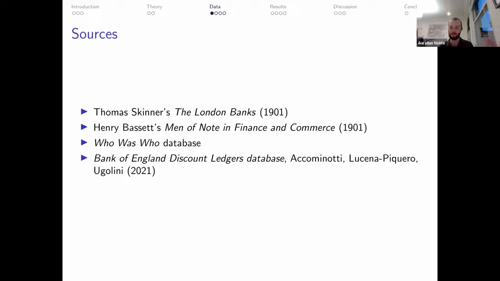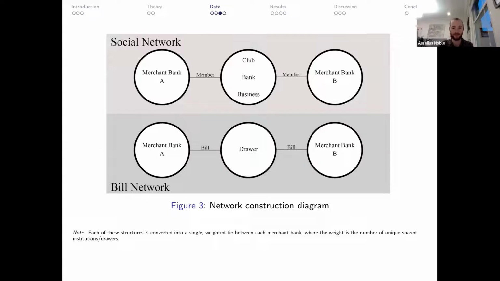And so what I just want to know is, what is the relationship between the drawer and the acceptor? So how often are acceptors sharing drawers with each other? So we can think about the structure of this network as looking something like this. For instance, if we look at the shared drawer network, what we want to know is, if merchant bank A shares 5 drawers with merchant bank B, then we create a network where those two have an edge with weight 5 on it.